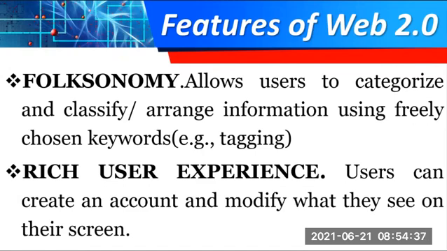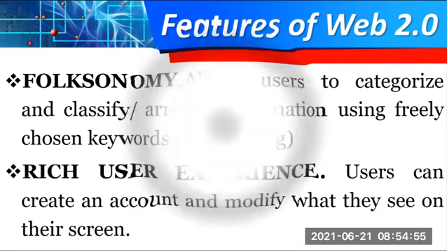So kung ayaw nating makita halimbawa yung post ng isang tao, so bakit natin kumbaga siya i-add for example sa Facebook, 'di ba? So yun yung isang feature ng Web 2.0. So pwedeng tayo mag-decide kung tungkol saan yung mga nakikita nating mga posts or articles.